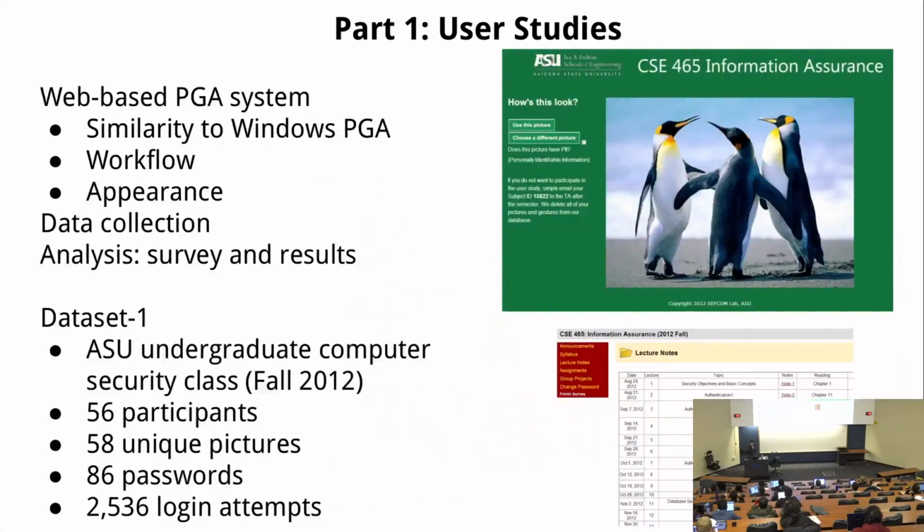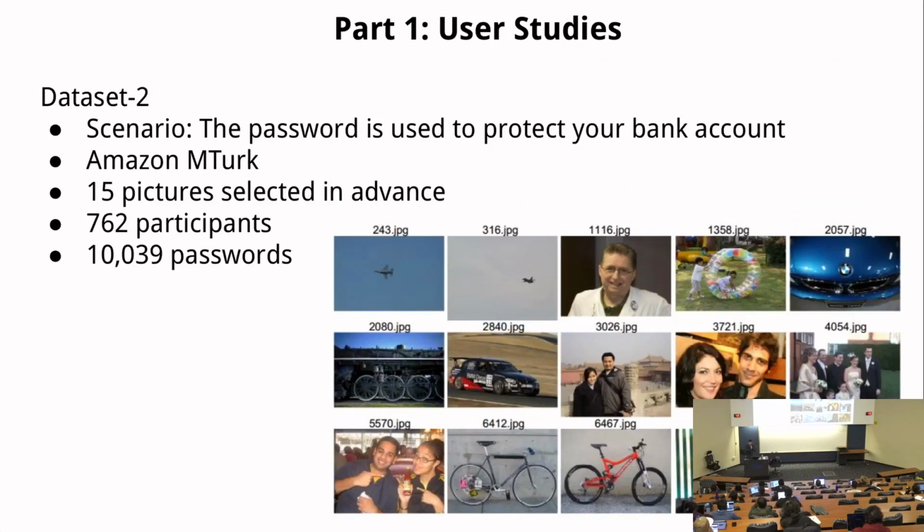That's my dataset 1. I also collected another dataset. In this dataset, we didn't allow the users to choose the background picture. We pre-selected 15 background pictures. You can see they have different complexity. Some of them are very simple. Some of them are very complicated. We want to understand how different users will choose their password using the same background picture.